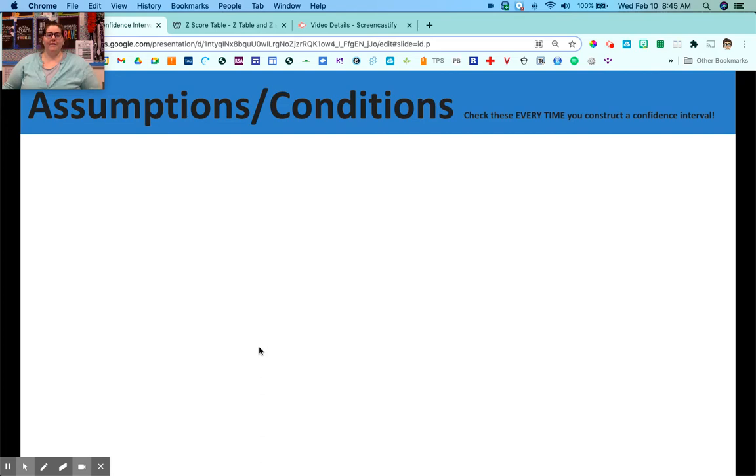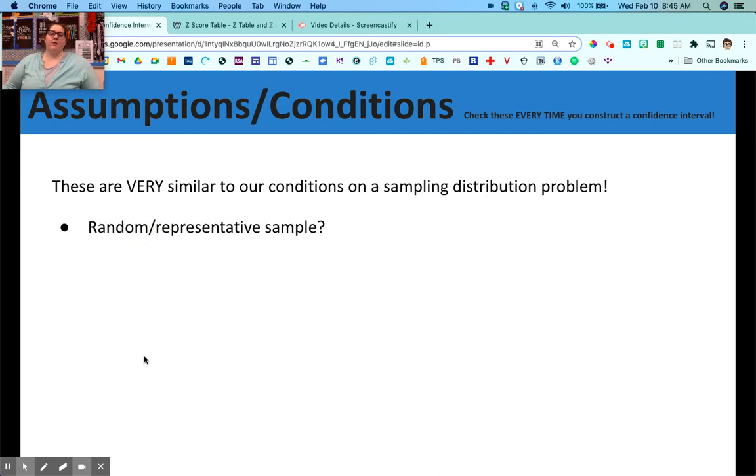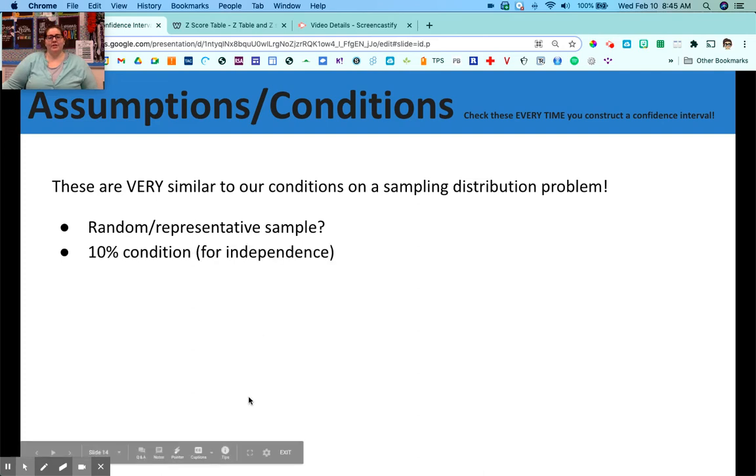Our conditions, fortunately, are pretty much the same as they were for a sampling distribution. There's a teeny tiny little change that just has to do with what we actually know in this situation. The first one is, do we have a random or representative sample? Again, that just makes sure that there's no bias, so that we're estimating what we want to estimate. The second assumption condition is that we have independence between trials. So we check that 10% condition: is our sample size less than 10% of our population size?